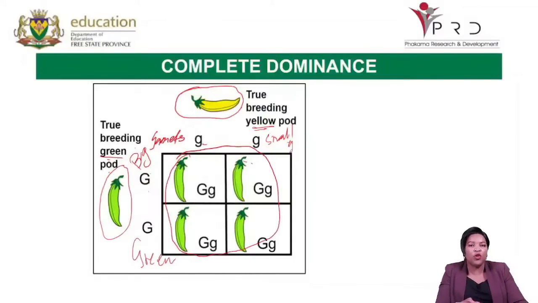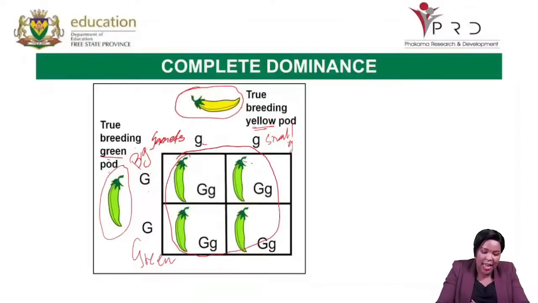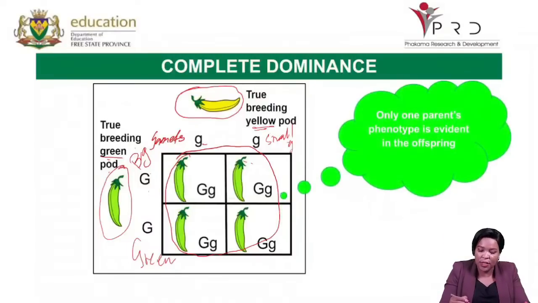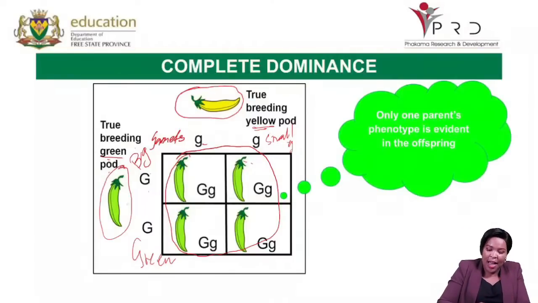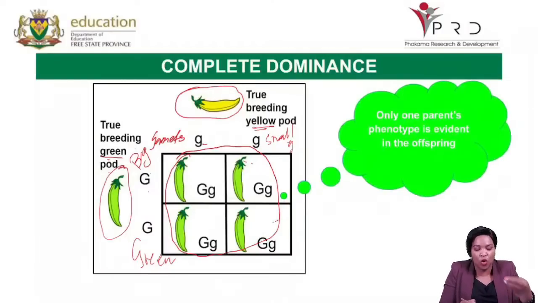So what is a complete dominance? When all offspring have the characteristic of the dominant allele. So that is a complete dominance. So only one parent's phenotype is evident in the offspring. So that parent is dominant over the other because their phenotype is shown in the offspring. So we know that this is a complete dominance.